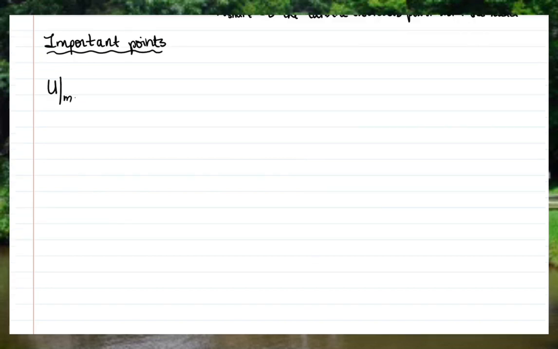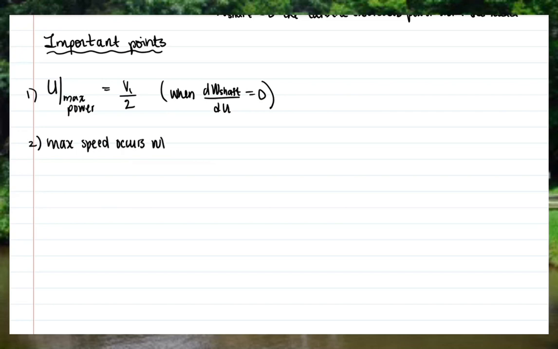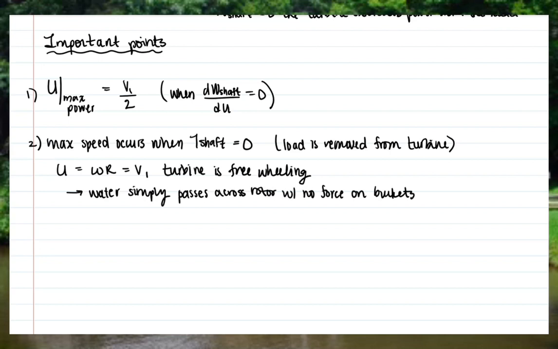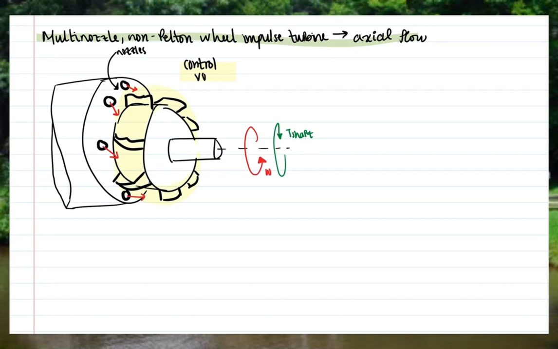Some important points to note is that velocity at max power occurs when U equals V divided by 2, and this also occurs when the change in power relative to change in velocity is 0. Max speed also occurs when T shaft is 0, which means that the load is removed from the turbine. We can also see that U equals omega R, which equals V1. This means that the turbine is freewheeling. Here, the water simply passes across the rotor with no force on the buckets.